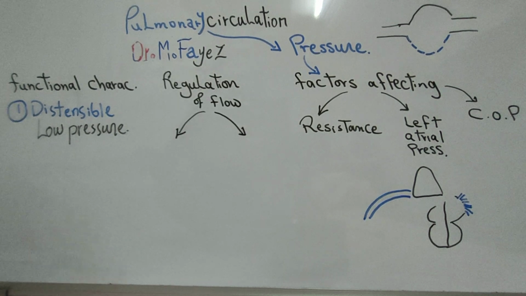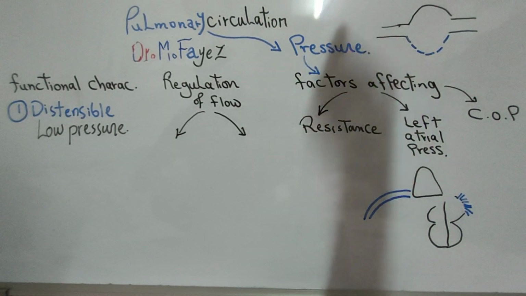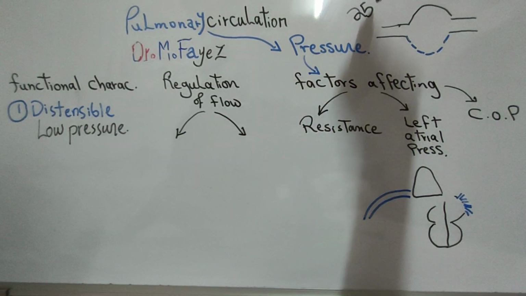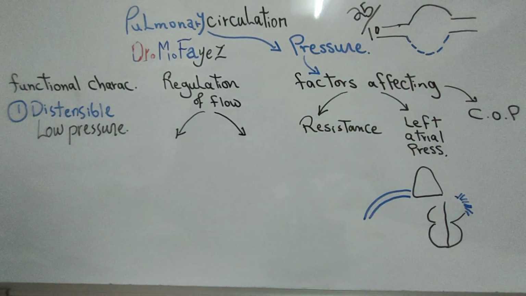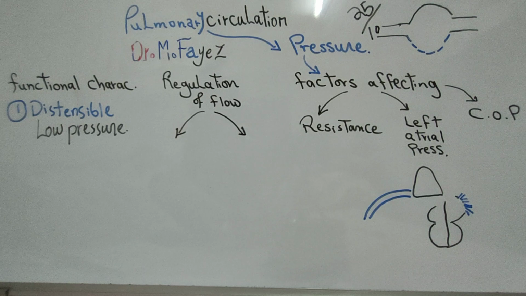Pressure in pulmonary circulation is definitely low if you compare it with systemic circulation. You know that in the aorta, average systolic is 120 millimeter mercury, while average diastolic is 80 millimeter mercury. But regarding pulmonary circulation, your average systolic is going to be 25 millimeter mercury, and this is very important to know, while diastolic equals 10 millimeter mercury. So this proves that it is a low pressure system.